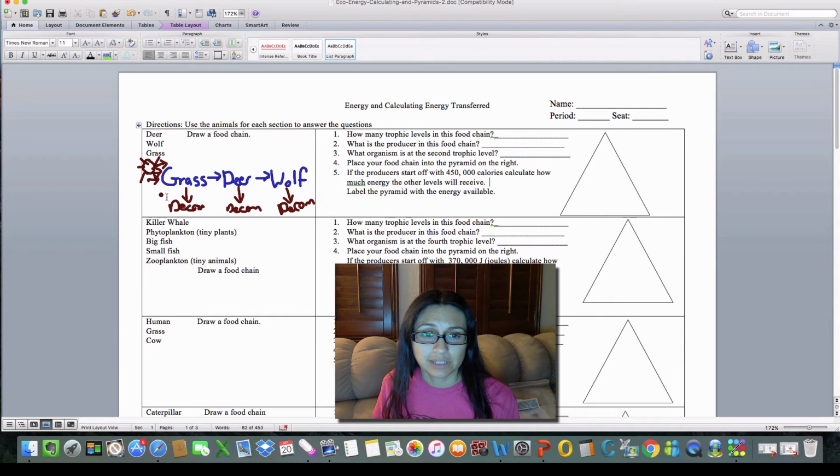So the stuff that I did in red here, you do not have to draw on all your food chains. You just do the main part that you see in blue, because we know that these two things are part of every food chain. They do not have to be drawn in. All right, let's go ahead and answer the questions now.